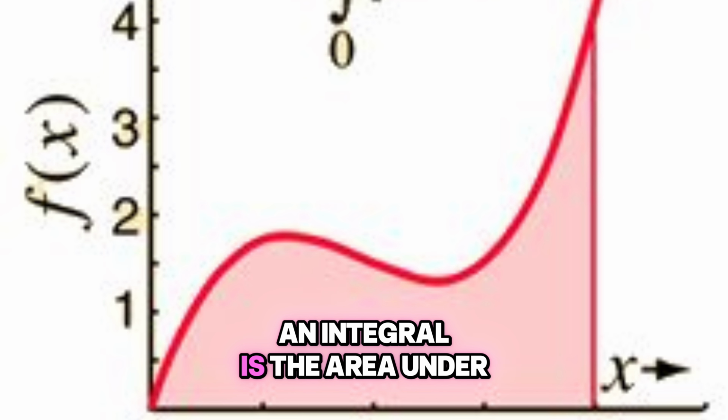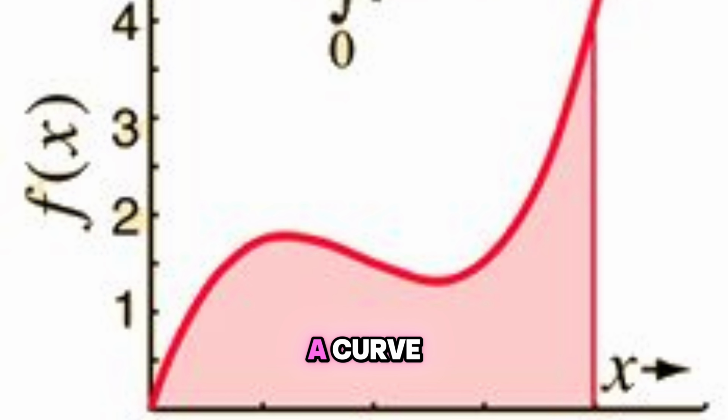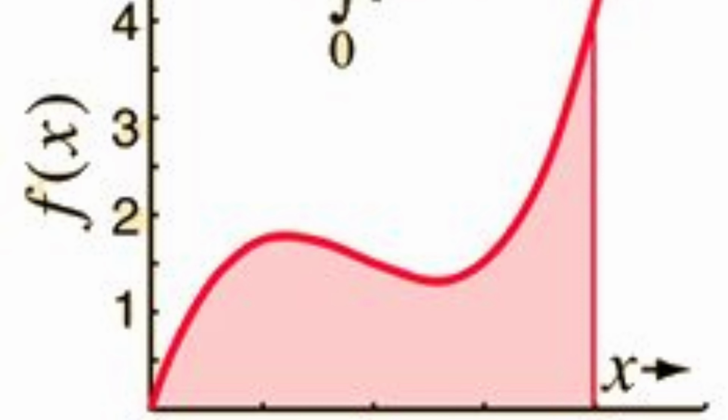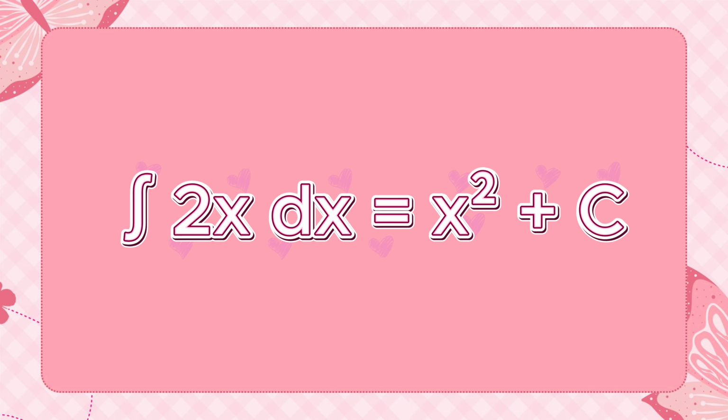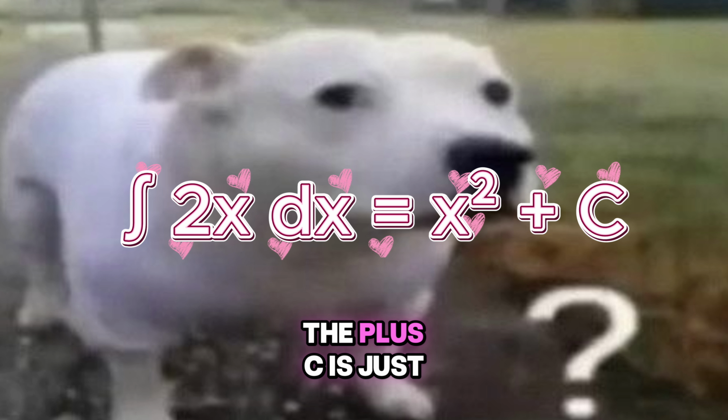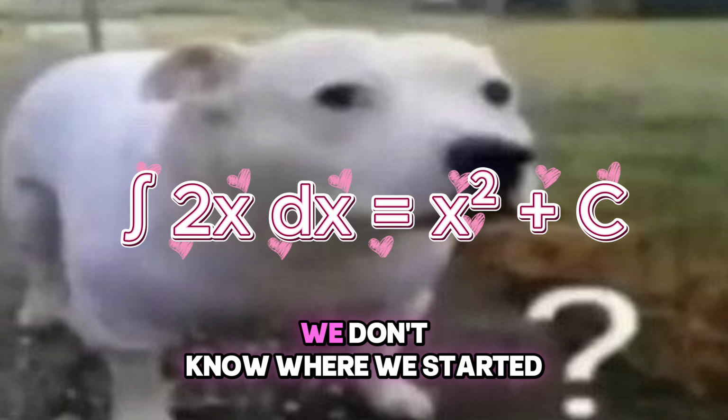An integral is the area under a curve. Above the x-axis equals positive area. Below the x-axis equals negative area. So if we have f of x equals 2x, then the integral is x squared plus c. The plus c is just because we don't know where we started.